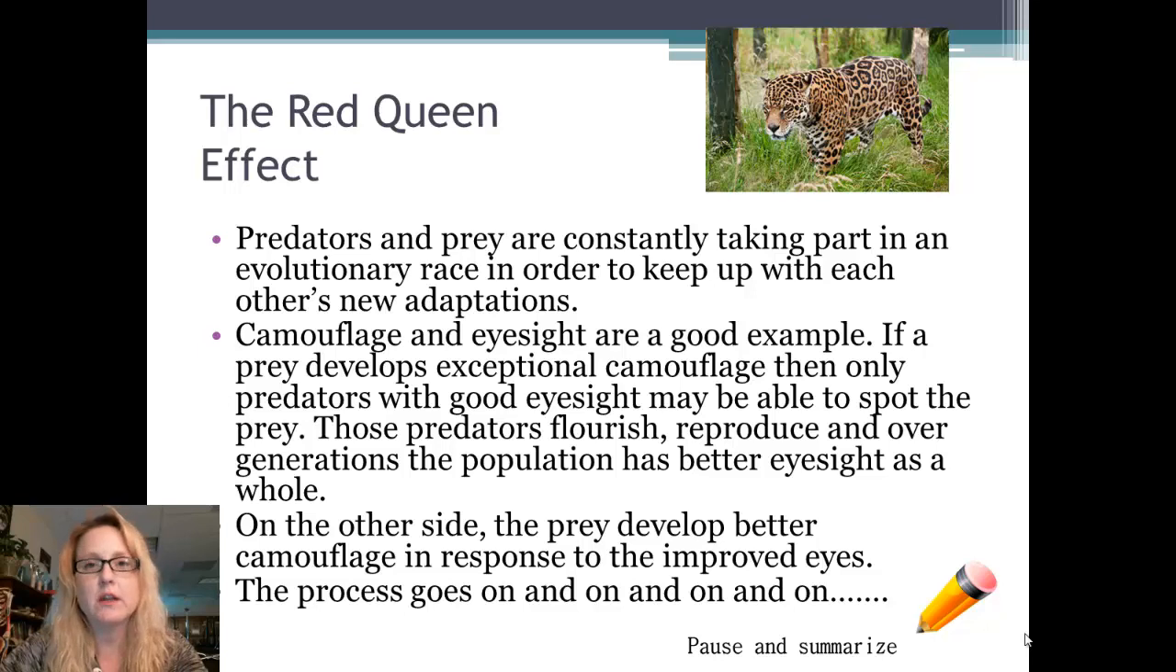As a result, the predators will evolve better eyesight over the generations. Then, since the predators evolve better eyesight and can see their camouflaged prey more easily, the prey will then continue to evolve better camouflage in response to the improved eyes of their predators. It is a constant evolutionary battle between predator and prey, with each side continuously evolving some kind of adaptation to stay ahead of the other.